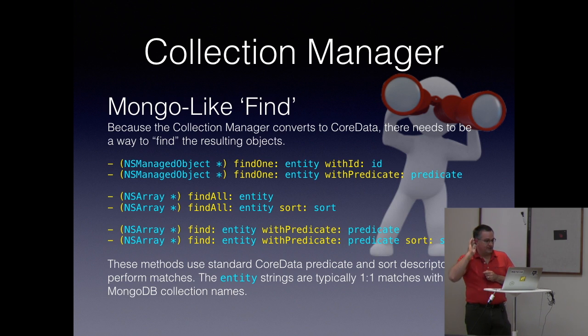Mongo-like finds. So that's the whole thing we're used to doing with Meteor, where you just call find or find one, and you pass it. Yeah. The slide or one back?